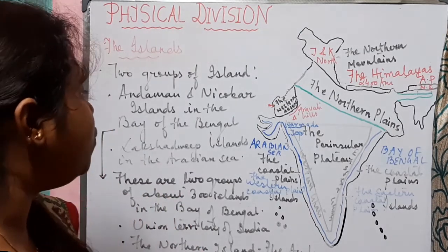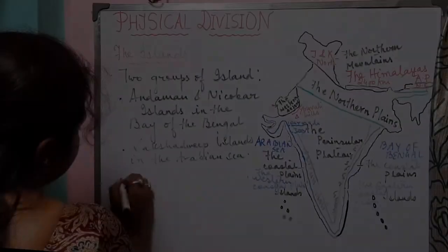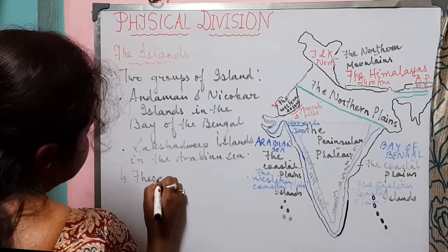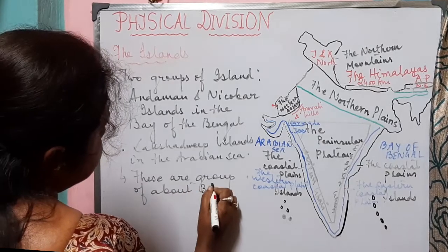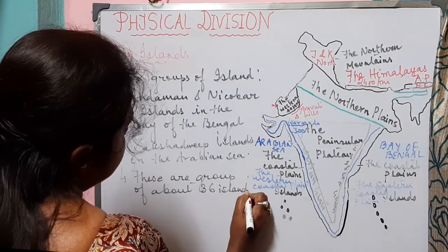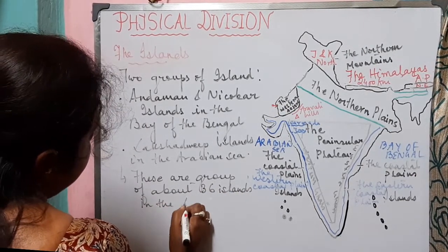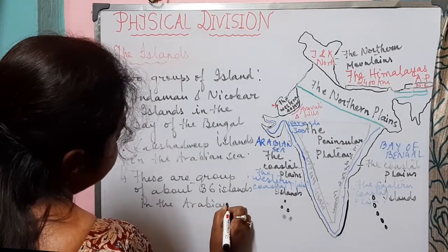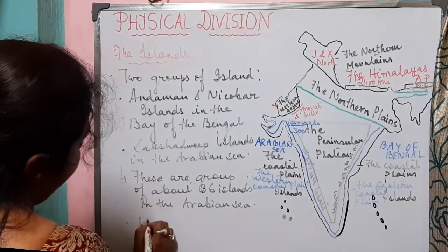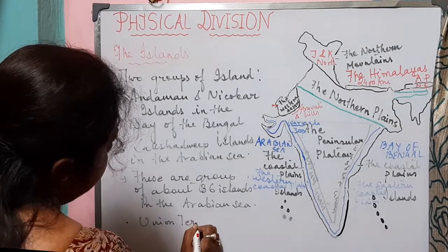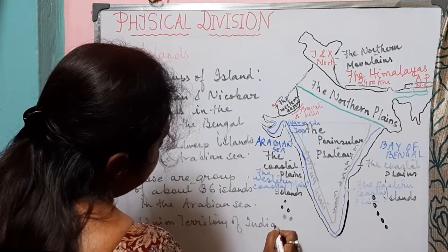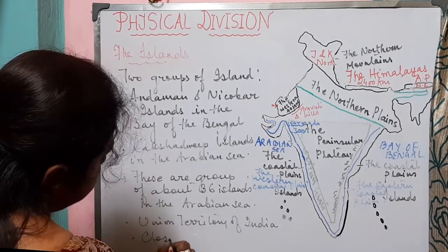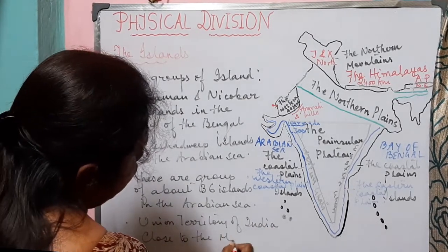Now let us move ahead with the Lakshwadeep Islands. These are a group of about 36 islands in the Arabian Sea. They also form a Union Territory of India. It is close to the Malabar coast.